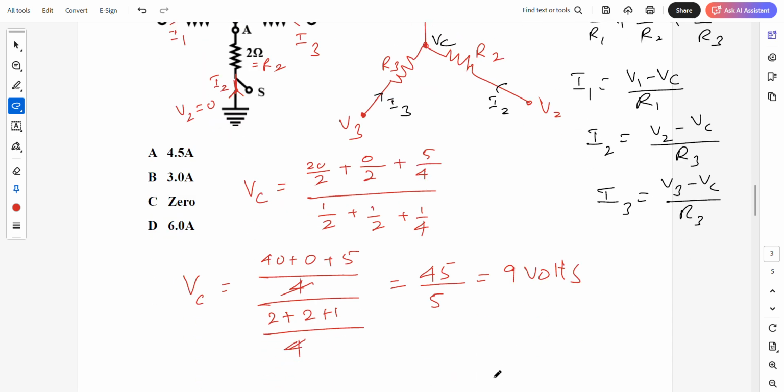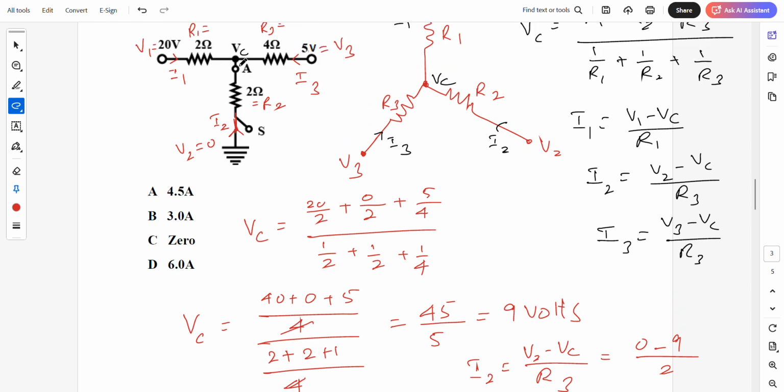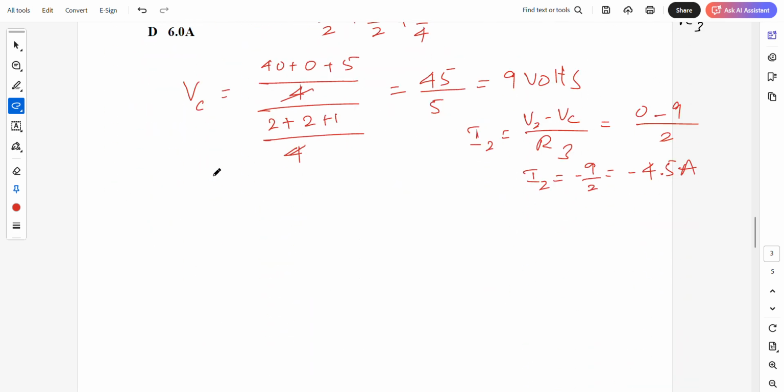What formula did I say for I2? I2 is equal to V2 minus VC by R3. V2 is 0, minus VC which is 9, divided by R3 which is 2. I2 is minus 9 by 2, that is minus 4.5 amperes. The current is actually flowing from the junction to V2, like this, therefore we are getting negative. No problem. The magnitude of the current is 4.5 amperes, which is the right answer.